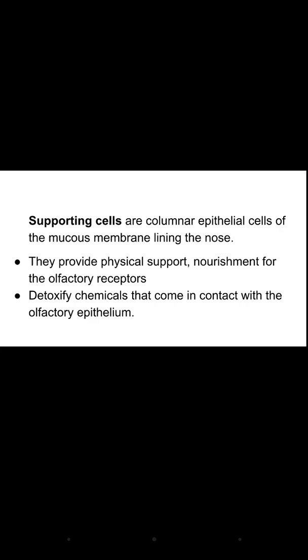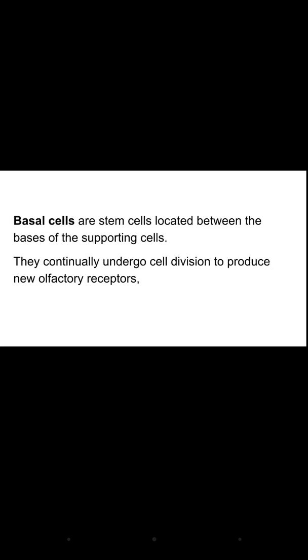Let's find out what is the function. There are supporting cells. These are made up of columnar epithelial cells. And what is their function? They will provide support and nourishment for the receptor. They also detoxify the chemicals which come in contact with the epithelium. Next, basal cells. These are stem cells. So what is the function of stem cells? They will continually undergo cell division so that new olfactory receptors are produced. So the basal cells are required for the production of new olfactory receptors.